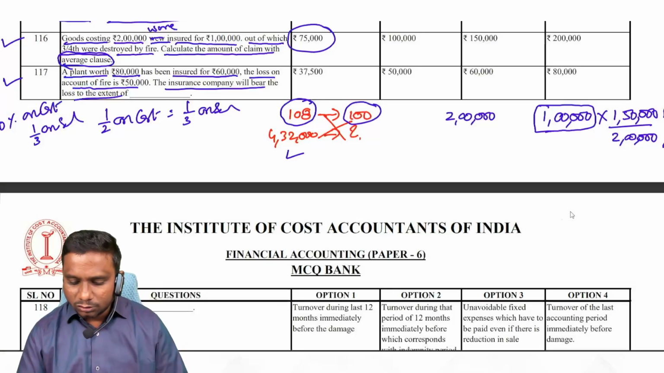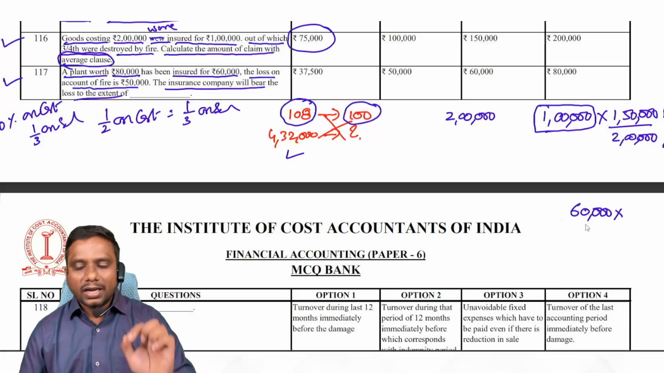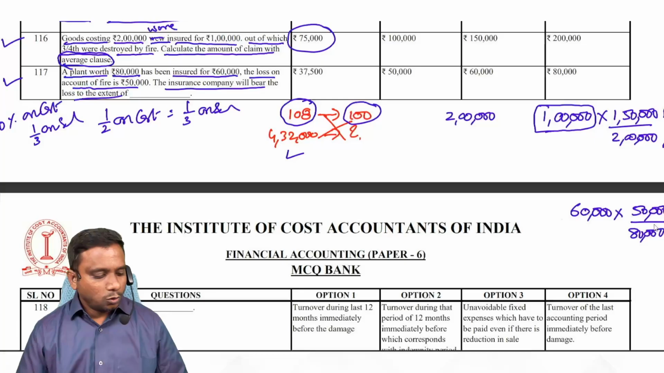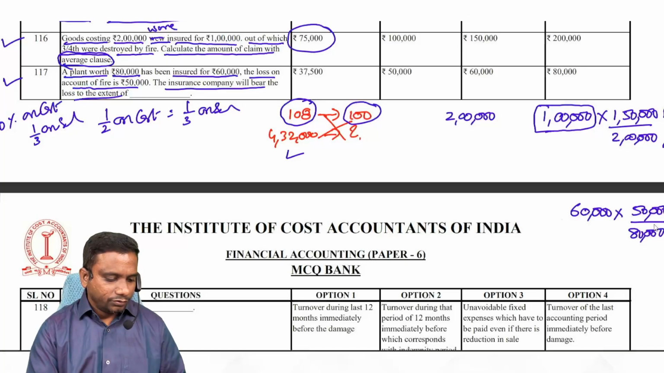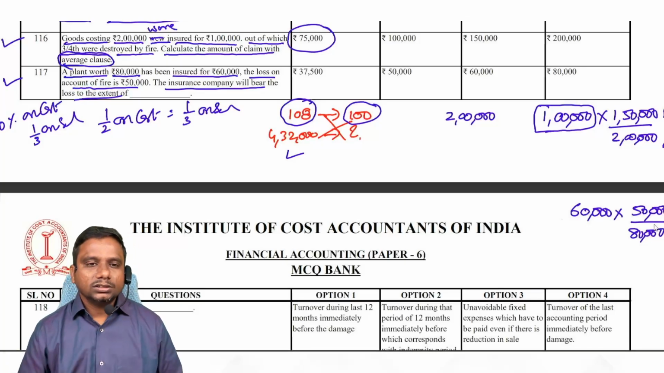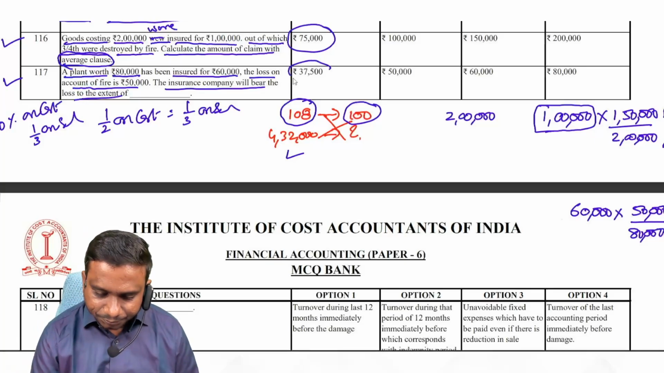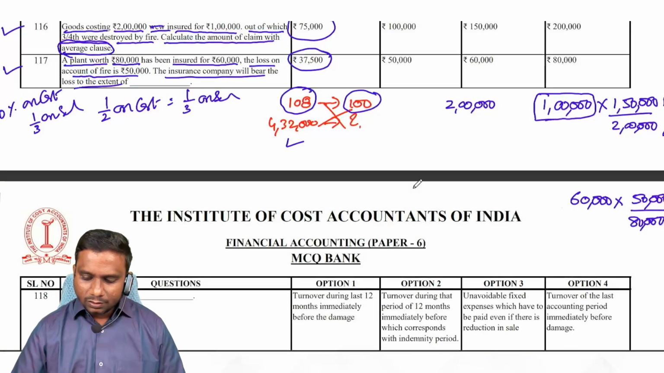What is the insurance amount? Insured value 60,000. How much of plant was lost? 50,000 divided by the total cost of plant, 80,000. So how much will the insurance company pay? 60,000 into 50,000 divided by 80,000. 37,500 rupees will be paid by insurance company to the business. 37,500, Option A. One correct.